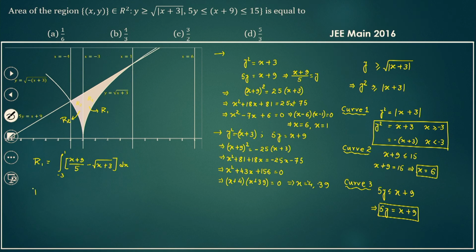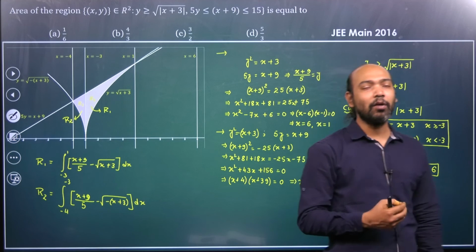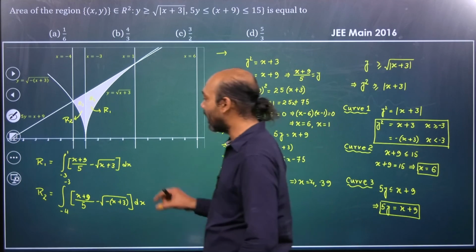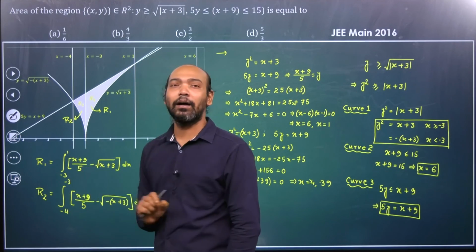If I go ahead and write down R2, R2 is obviously from minus 4 to minus 3. And what is the area? The area is bounded by the top curve, that is (x plus 9) divided by 5, and the square root of minus of x plus 3. So that's the required area. Now our job is to calculate this integration.